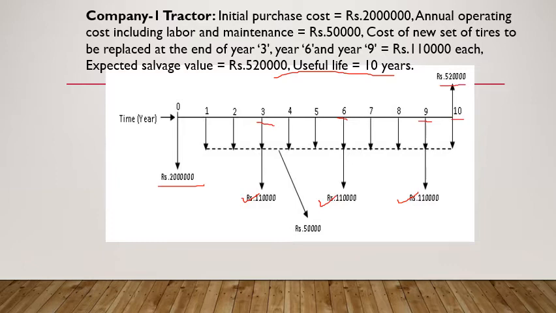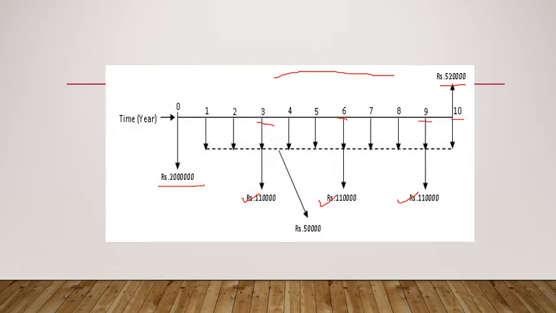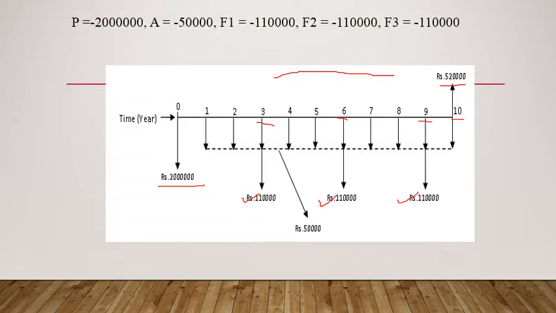So it is a salvage value, that means it comes to us, hence it is positive. All other things, whether it is labor or maintenance cost or cost of the new tires and the tractor cost, for all these I have to pay, and hence they are all negative. Now let us see the solution. P is equal to minus 20 lakhs, A is equal to minus 50,000, F1 is equal to minus 1,10,000, F2 is equal to minus 1,10,000, F3 is equal to 1 lakh minus 1,10,000.